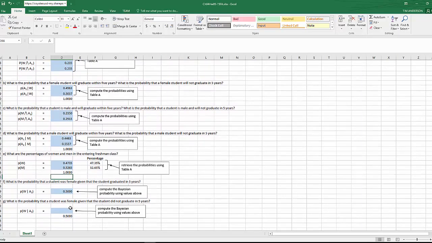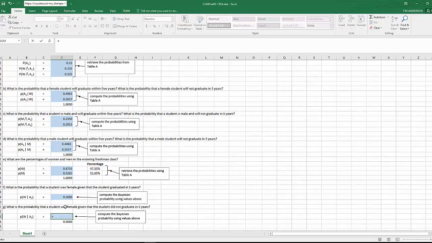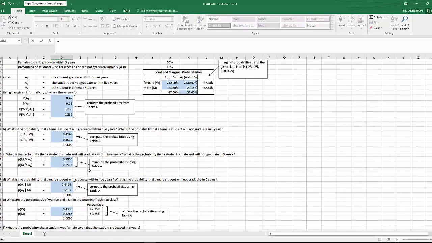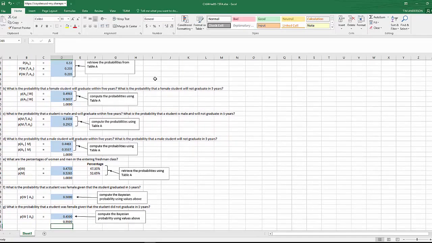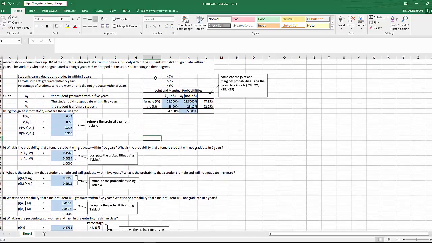Okay. And finally, what is the probability that a student was female given that the student did not graduate within 5 years? This one's similar to this one. So we say equals, now we want to take K28, which is the probability that they didn't graduate within 5 years and they're female. And we want to divide that by, open parentheses, the probability they can graduate plus the probability of this one. Close the parentheses, and there we go. 45%. Well, that's just a brief overview of how we look at probabilities and why we look at these.